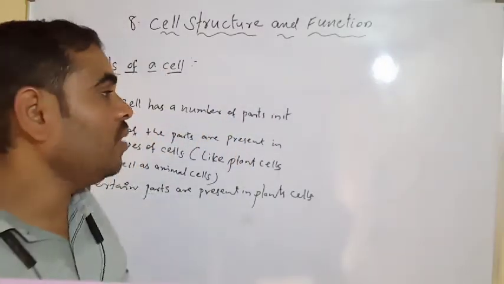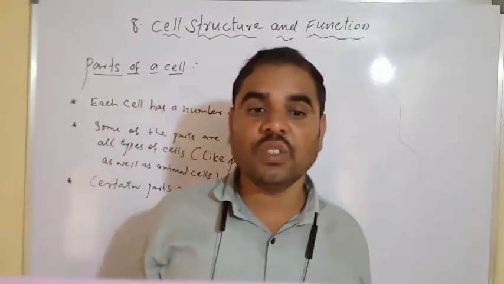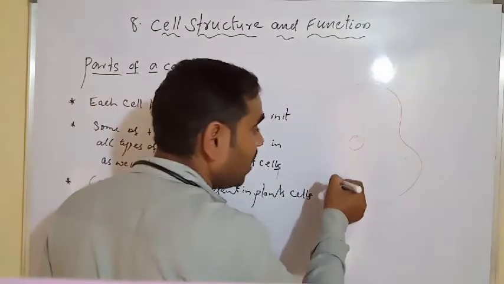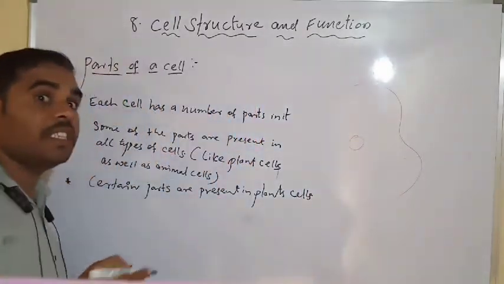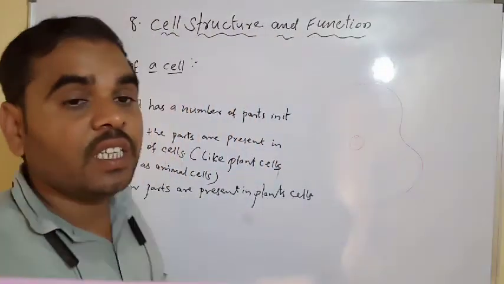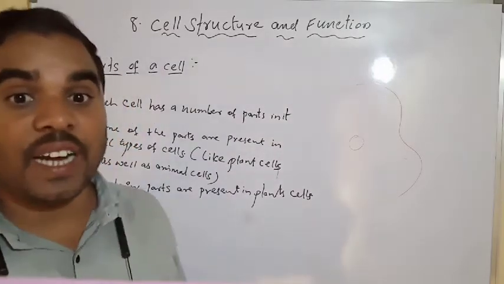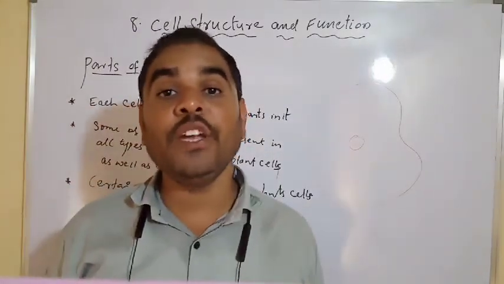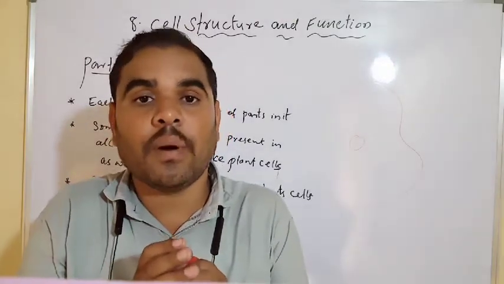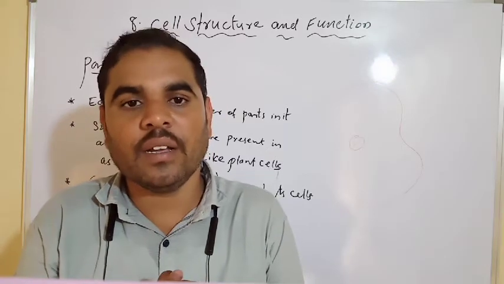We have to differentiate between the plant cell and animal cells. The vacuole is present in the animal cell, but it is small, while in the plant cell it is large. The cell wall is present in the plant cell because it gives mechanical strength to the plant body, so it is required.